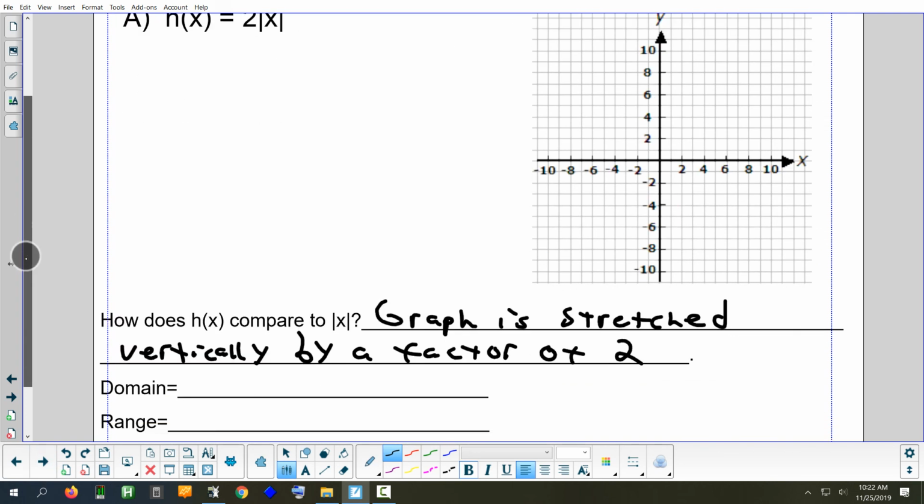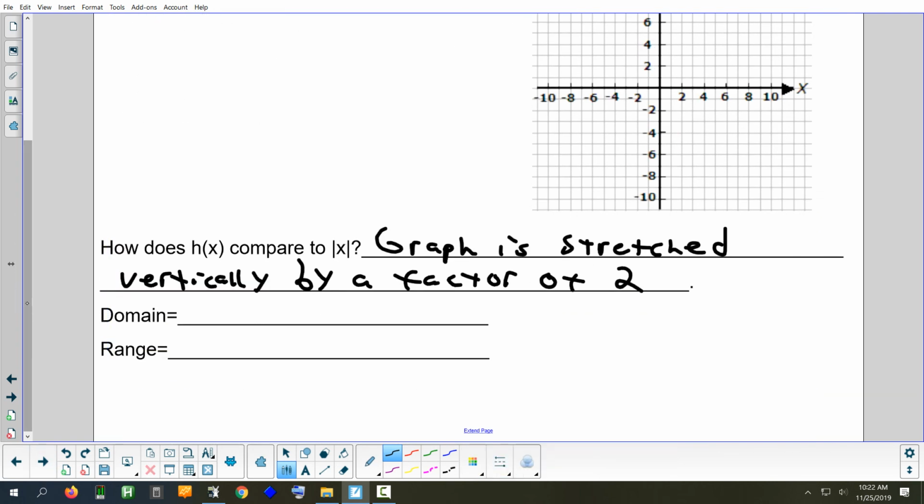Okay, let's see. How about the domain? Before we even graph it, we should already know that. What's the domain going to be? Well, Olivia? I have no clue. Oh, all numbers. All numbers, right? Doesn't matter. I don't care if you take the V and you stretch it out and make it real skinny. I don't care if it looks like this. Yep. Okay.